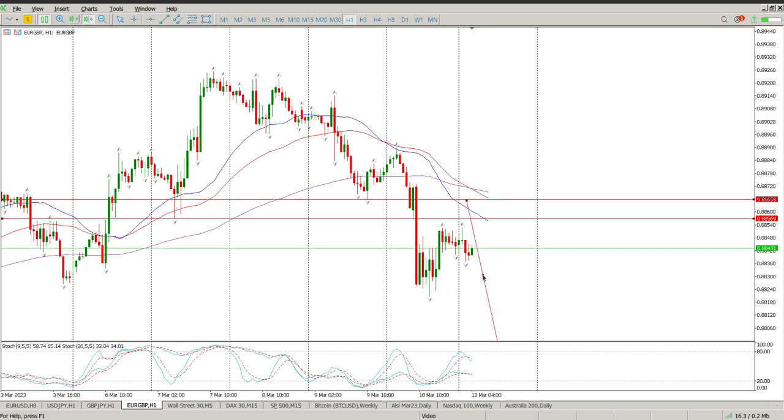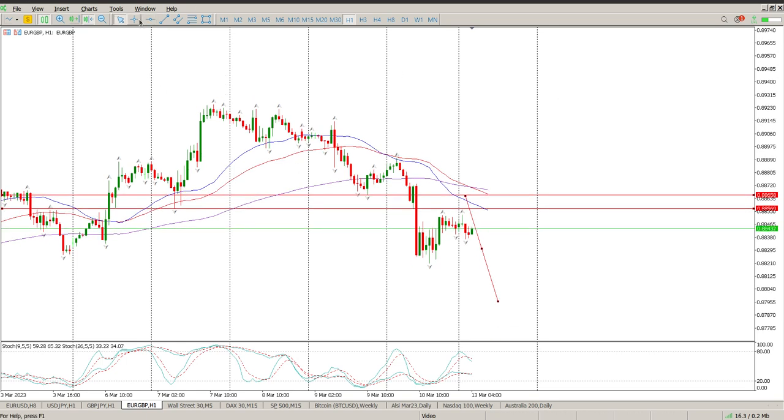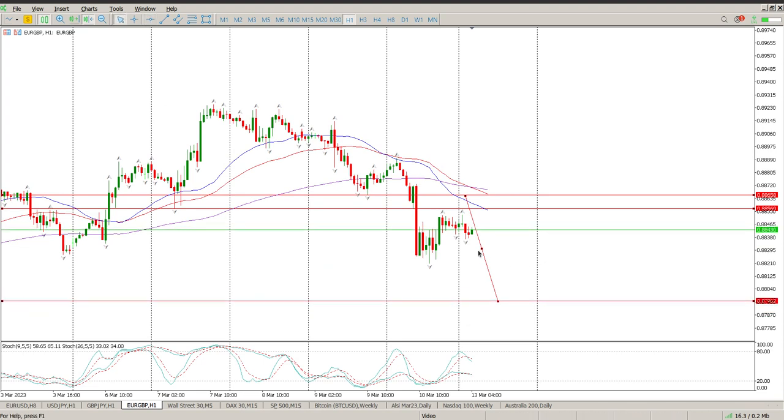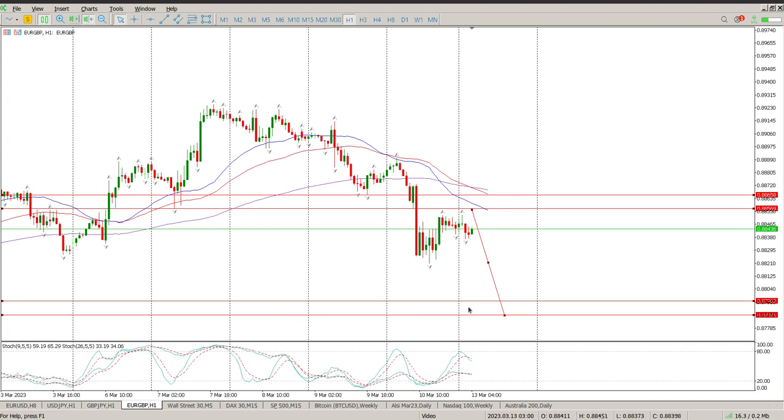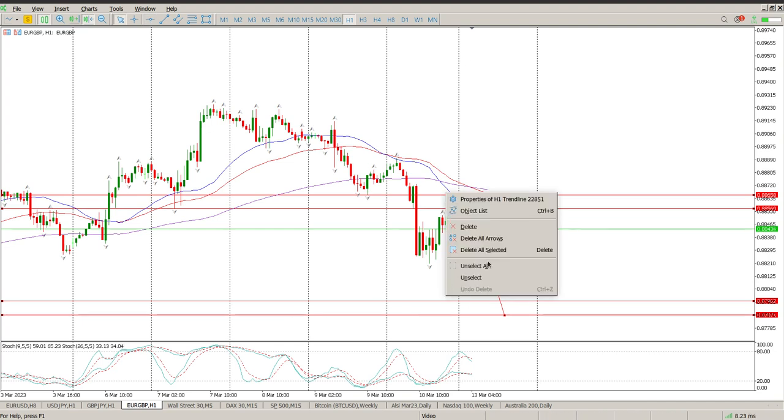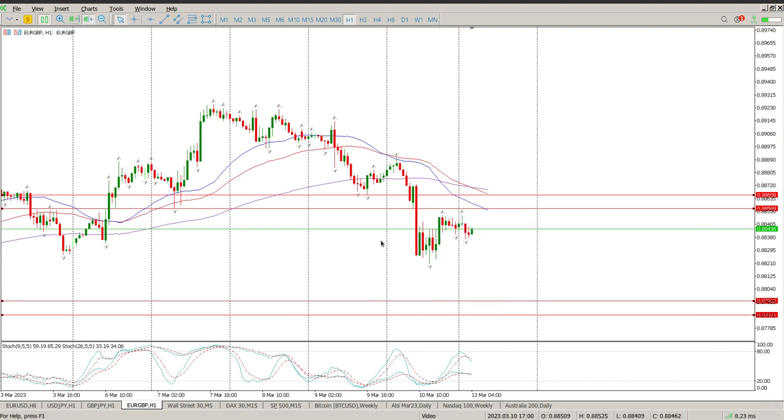So let's just do that. And do the other one as well. So there. So depending which level it bounces off, those are your two targets. And what we're going to do is just look at this on the 8-hour.